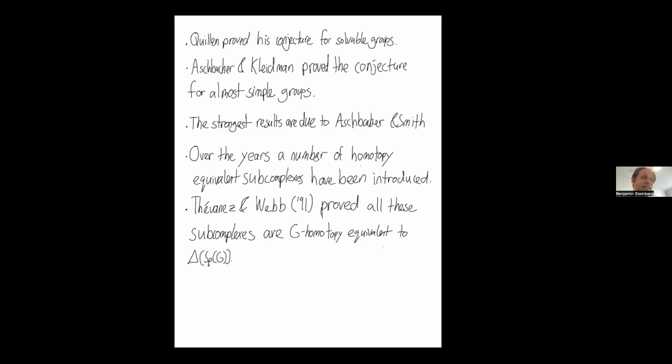Another thing that's kind of interesting is that over the years, a huge number of homotopy equivalent subcomplexes have been introduced by people. Quillen started this by looking at the complex of elementary abelian p-subgroups, but people have had all sorts of other variants over the years. And in 1991, Ibanez and Webb proved that not only are these subcomplexes homotopy equivalent, but they're equivariantly homotopy equivalent. They're G-homotopy equivalent to the p-subgroup complex. So G-homotopy equivalence is something stronger than ordinary homotopy equivalence. It's something I never saw in a standard graduate level course.